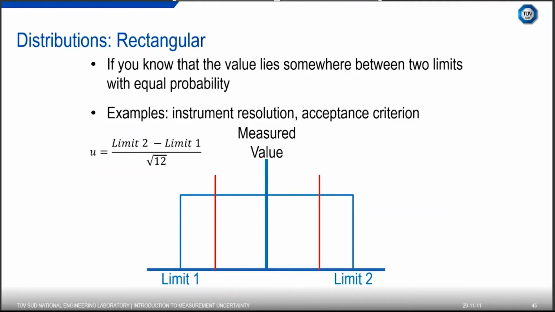Sometimes we don't always assume normal distributions, and we don't have the data to assume that. So if you know the value lies somewhere between two limits with equal probability, examples here are instrument resolution and acceptance criteria. When things are made in manufacturing processes, for example, they will meet a given standard if they're between two values, but there is not necessarily a normal distribution of the values, and we can't assume that, so we would use a rectangular distribution, and this is calculated. A standard uncertainty is calculated as the difference between the upper limit and the lower limit divided by root 12.